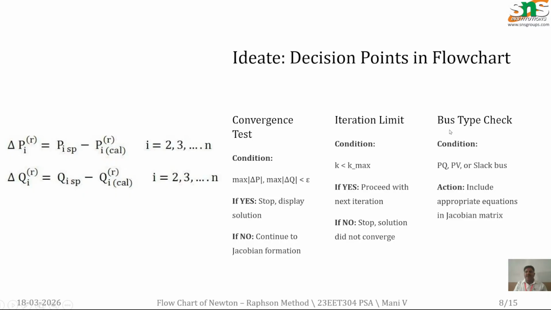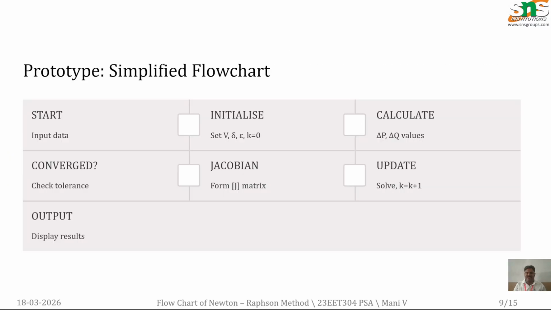On the bus type check, we have to check whether it's the slack bus, whether it's a PQ bus, or whether it's a PV bus, like that. So the action includes the appropriate equation and the Jacobian matrix. So based on the condition check, we have to form the Jacobian matrix. So this is a simplified process of the prototype.